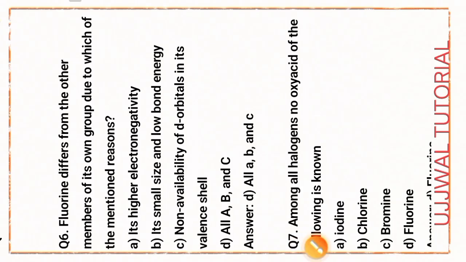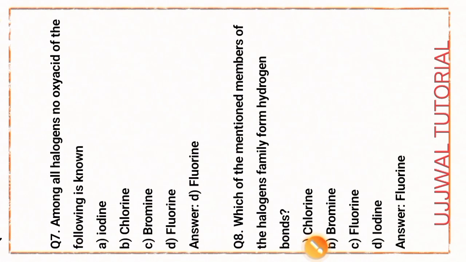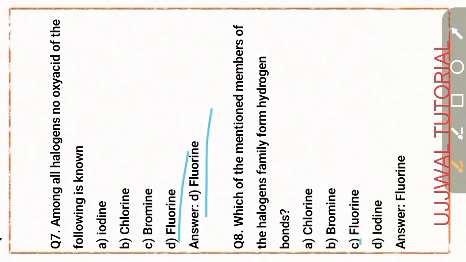Next, question number 7: among all the halogens, no oxyacid is known for which of the following? Fluorine. Option D is the right answer. Next, question number 8: which of the mentioned members of the halogen family forms hydrogen bonds? Fluorine is the right answer. That is option C.